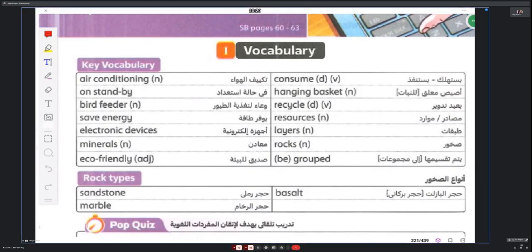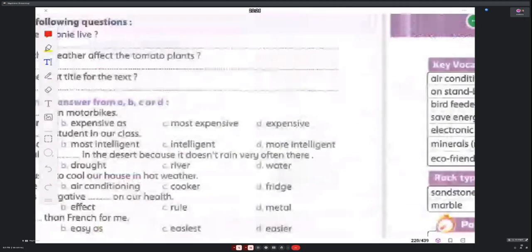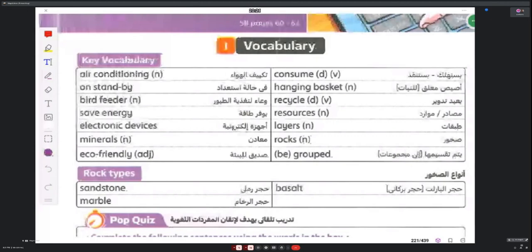Be grouped is in the passive voice: verb to be plus past participle. That means the subject does not do the verb; someone else does the verb. Minerals doesn't need any explanation. Save energy: to save energy, we do other things.